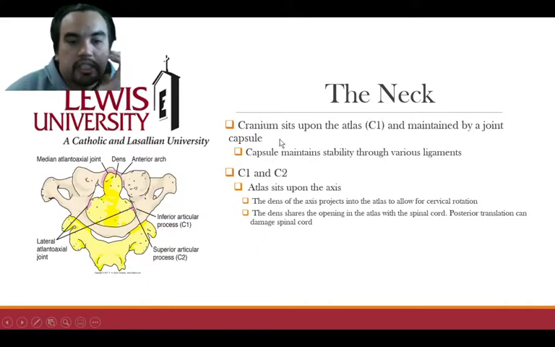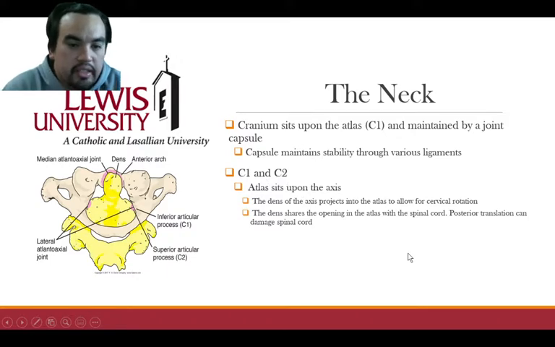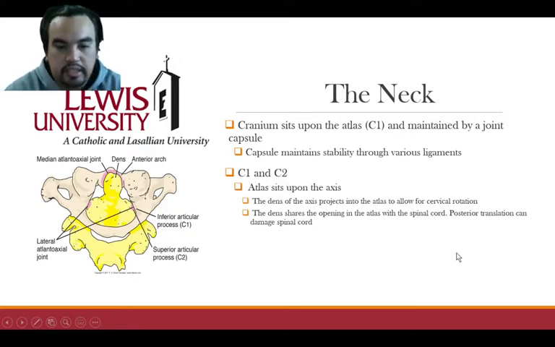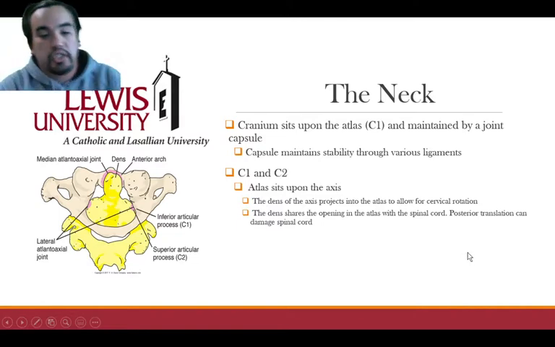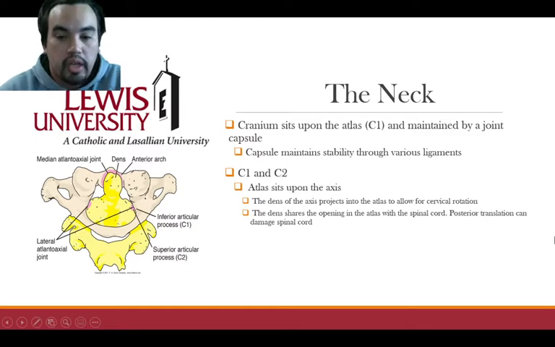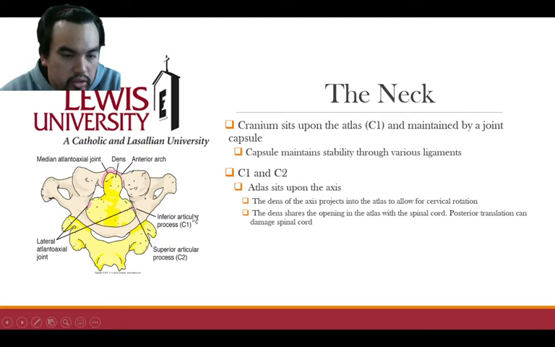So then the cranium sits upon the atlas and it's maintained by a joint capsule, so a lot of ligamentous support is at the C1 and cranium. And the capsule maintains its stability through these various ligaments. And then C1 and C2, the atlas sits upon the axis, and the dens of the axis projects into the atlas, which we just discussed. And then the dens shares the opening in the atlas with the spinal cord. So a posterior translation can damage the spinal cord. So if it slid back, it could cause some damage in there.